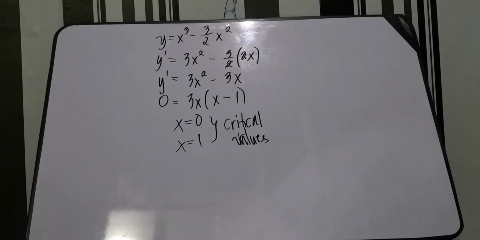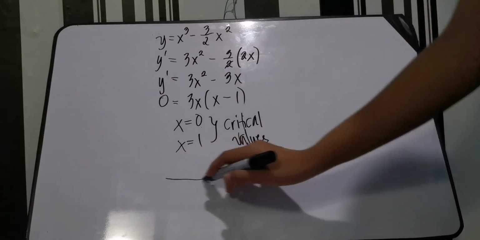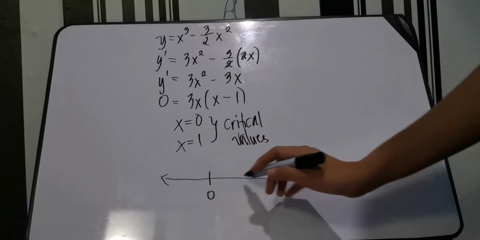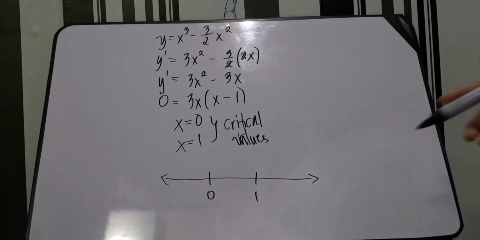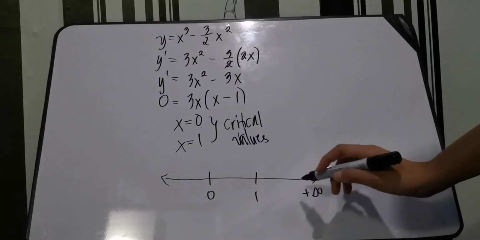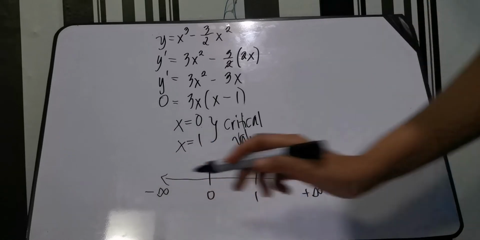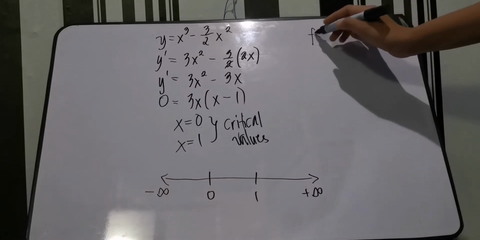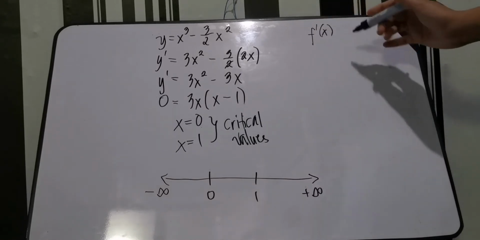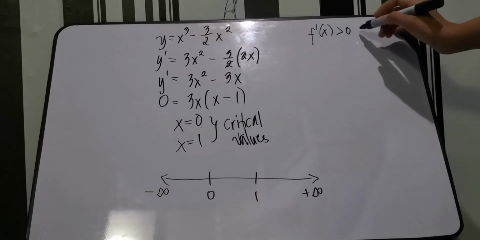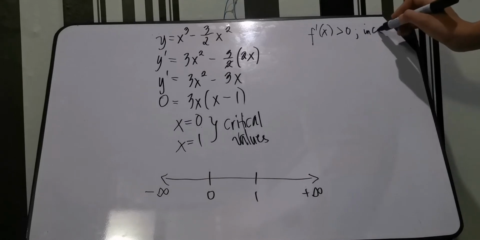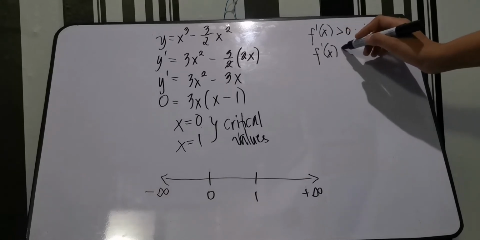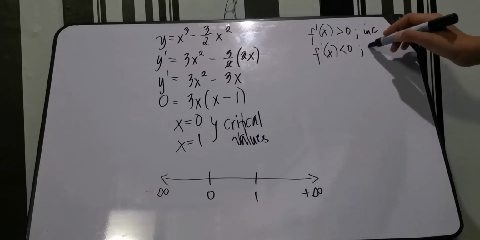Next, let's draw a graph here. Let's say this is 0 and this is 1. And of course, this side is positive infinity and this side is negative infinity. When the value of f prime of x is greater than 0, the function is increasing. And if f prime of x is less than 0, the function is decreasing.